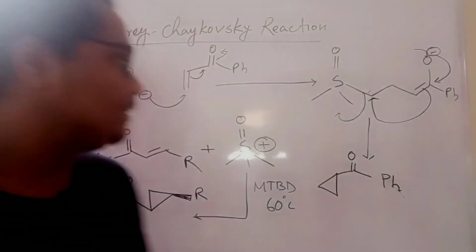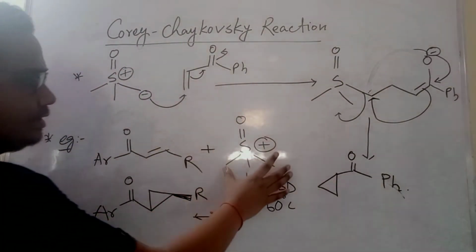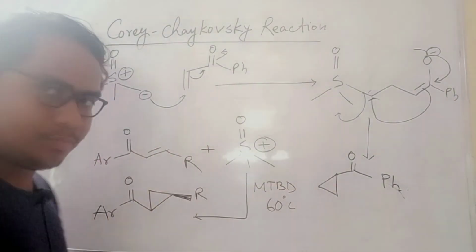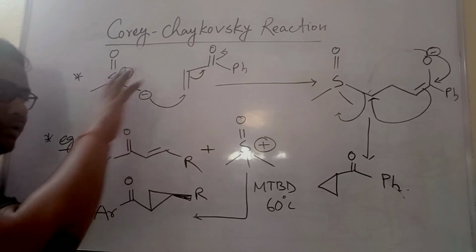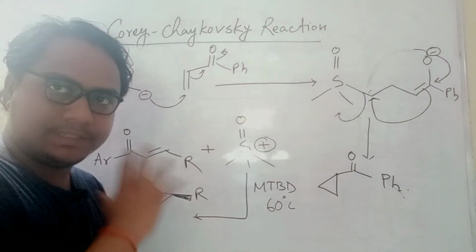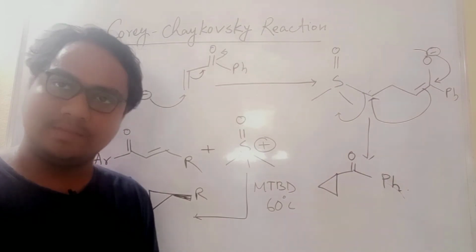So friends, here you see, here I gave one type of alpha beta unsaturated compound. This is stabilized ylide. This is MTBD. MTBD is a strong base, different structures, and if you get this kind of compound, that mechanism you have to try in your notebook. And this is the overall application of the Corey-Chaykovsky reaction. And now I will go to another main reaction.